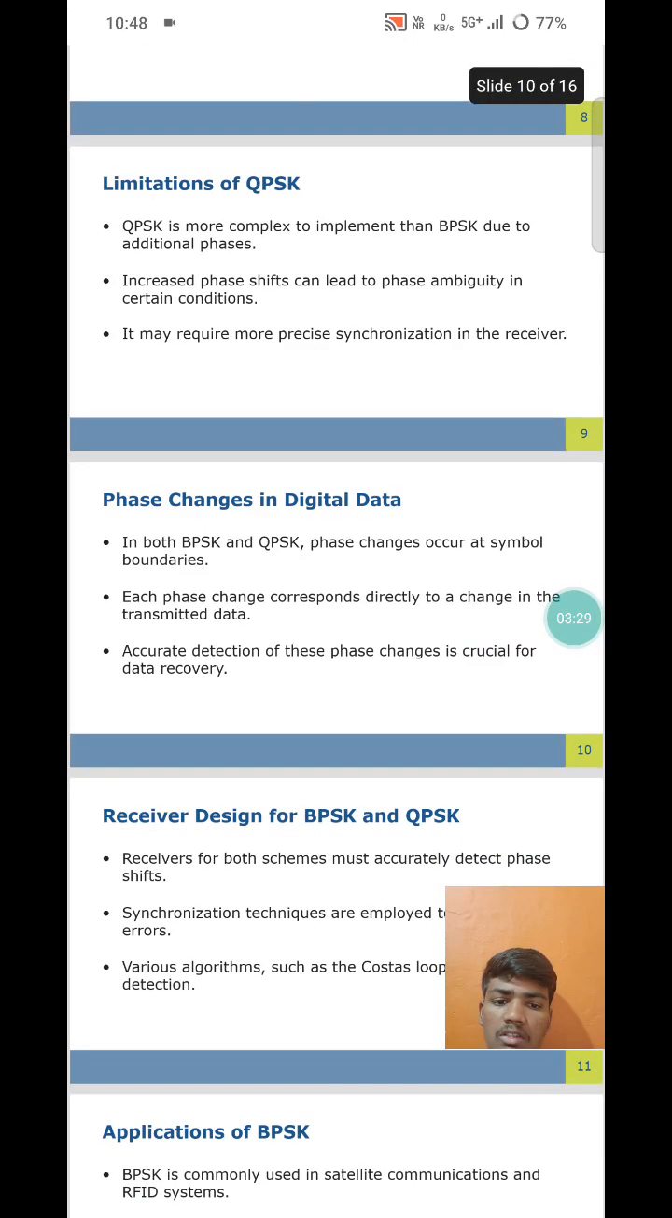And phase changes in digital data. In both BPSK and QPSK, phase changes occur at symbol boundaries. Each phase change corresponds directly to a change in the transmitted data. Accurate detection of these phase changes is crucial for data recovery.